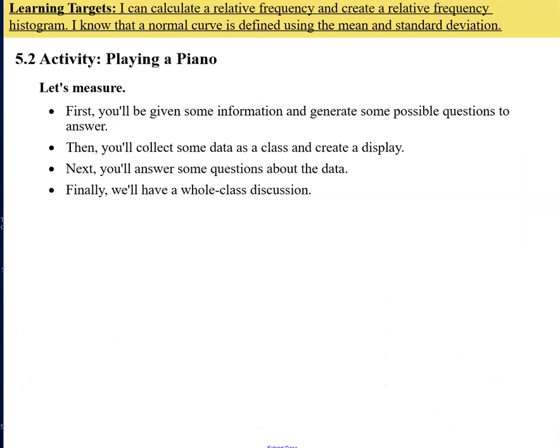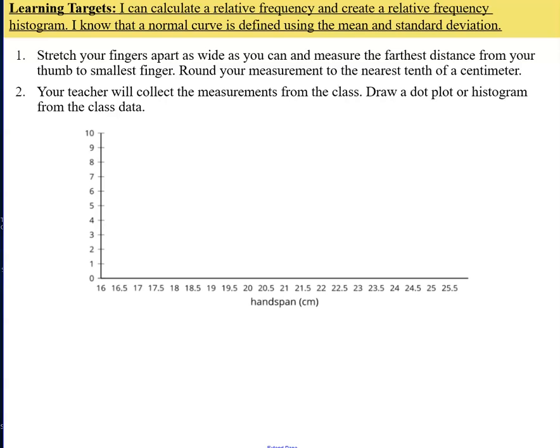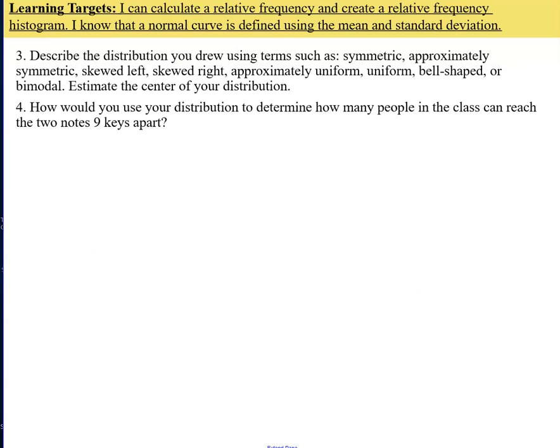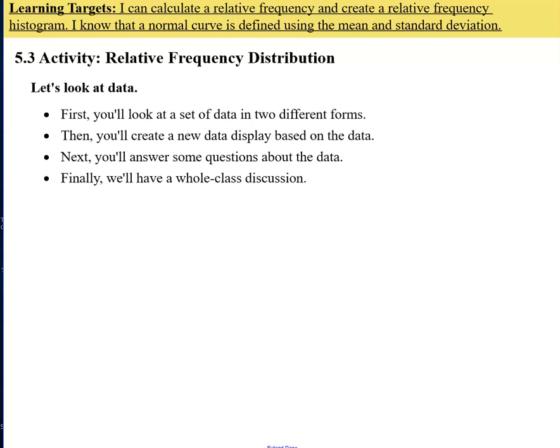And so we're going to skip over this activity, playing a piano. It'd be a fun thing to do. We could see handspans and see if they're normally distributed in our class. It'd be something kind of interesting to see, but we're going to skip over it for now. And instead we're going to look at this activity, talking about a relative frequency distribution.